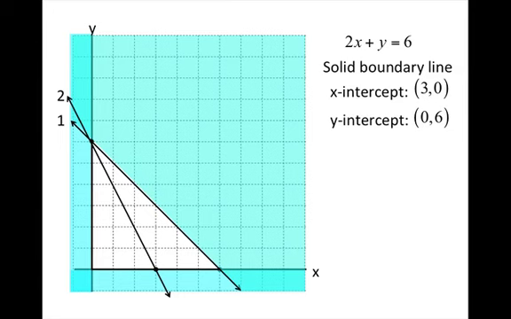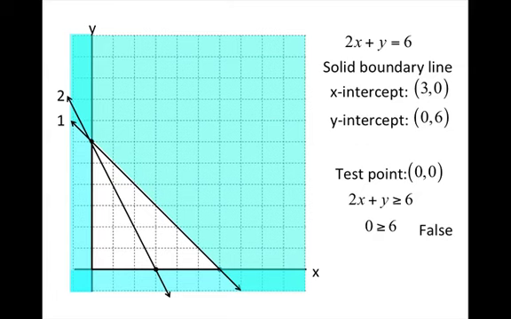That boundary line does not go through (0, 0), so I can test (0, 0). So go to the original inequality, 2x plus y is greater than or equal to 6. If I plug in (0, 0), I get 0 is greater than or equal to 6, and this is false. So since (0, 0) tested false, I'm going to shade below line 2. I'm going to shade the side with (0, 0), or mark out the false area.